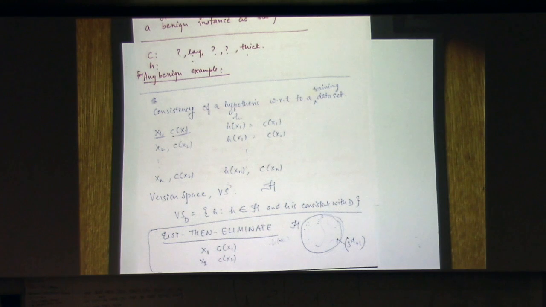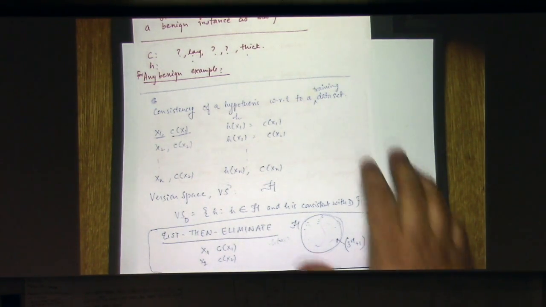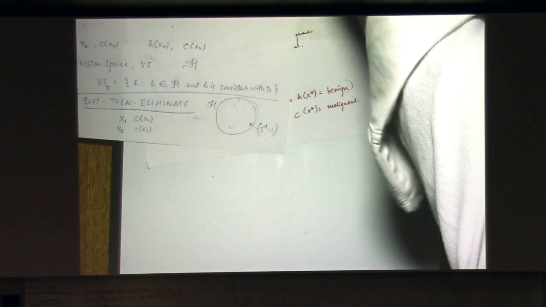All right, so now we will go to a more efficient algorithm which does the same thing, which means that it is going to learn the version space, but it is going to do it in a very efficient manner. Any questions so far? List then eliminate. No fans here.